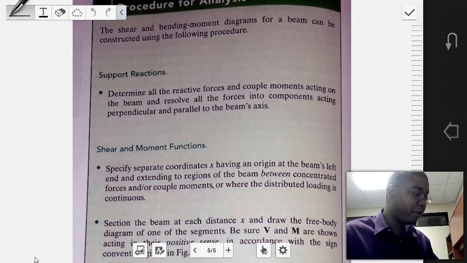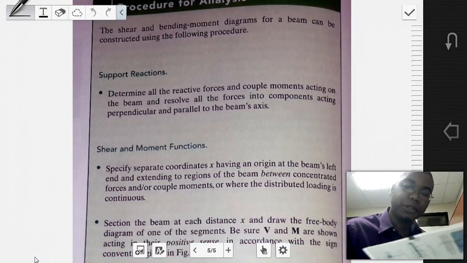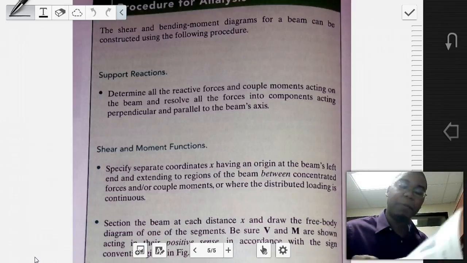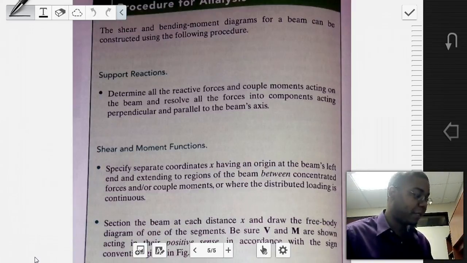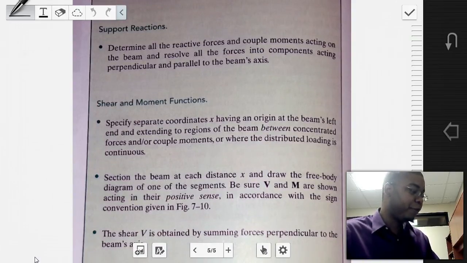We need to determine all the reaction forces and couple moments acting on the beam and resolve all the forces into components acting perpendicular and parallel to the beam's axis. So we need to be able to simply take our applied loads and identify the components with which they act. The next step is determining the shear and moment functions.